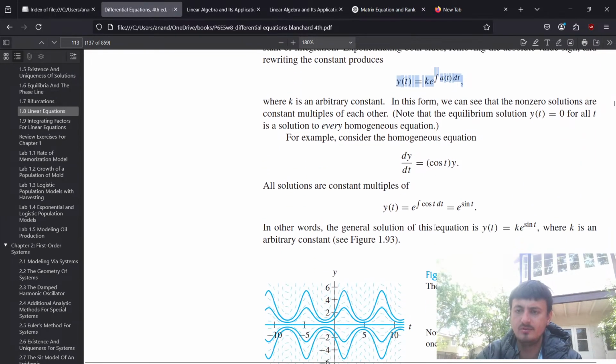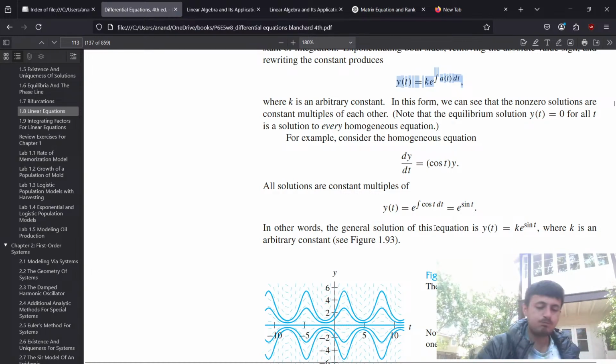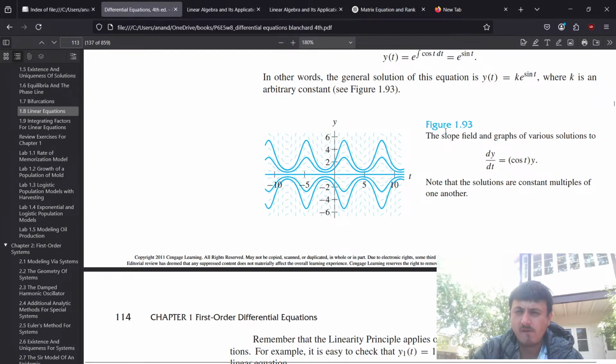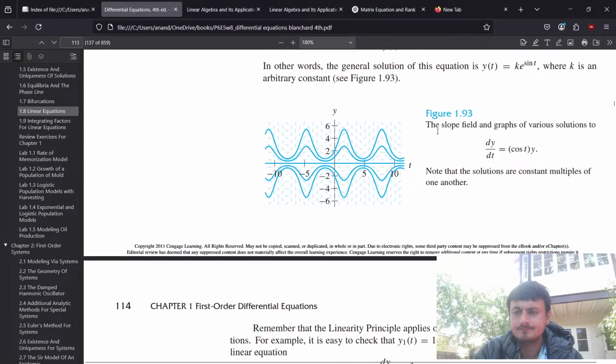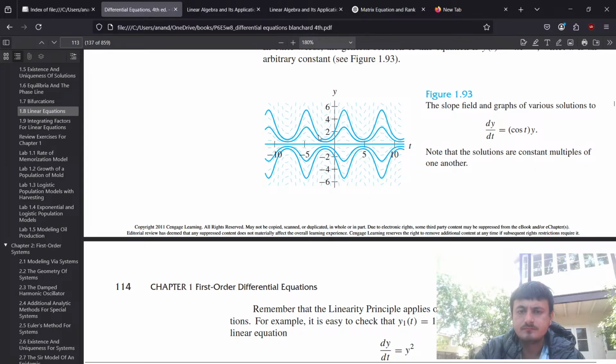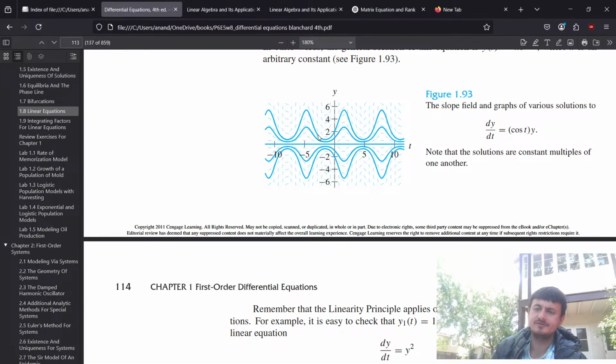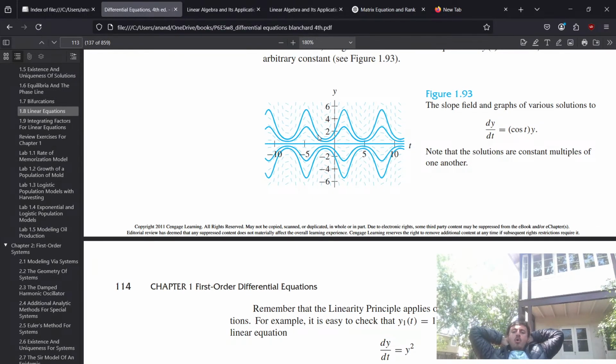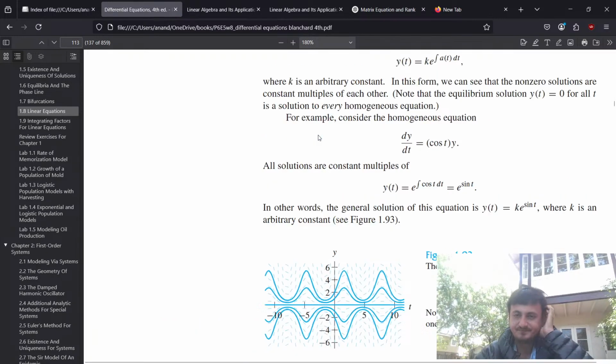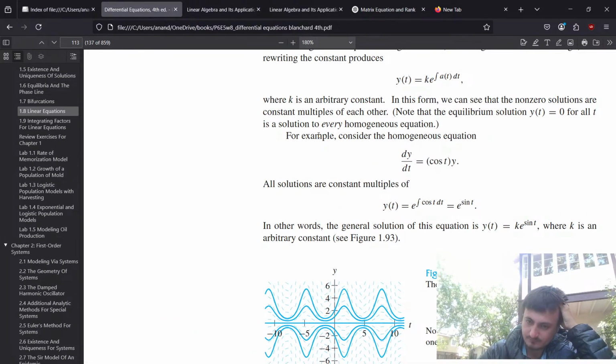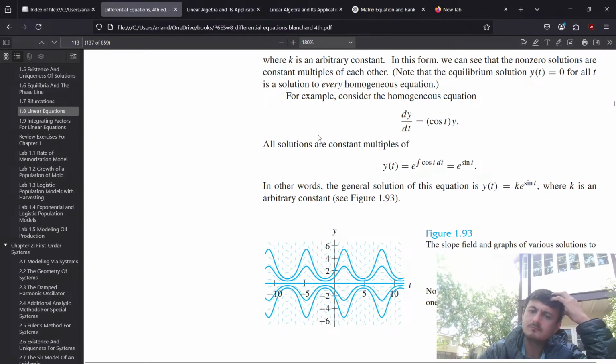Consider this. Okay, so we get an example. It's actually pretty cool that the solutions are constant multiples of each other. Yeah, I like this. This is very neat.